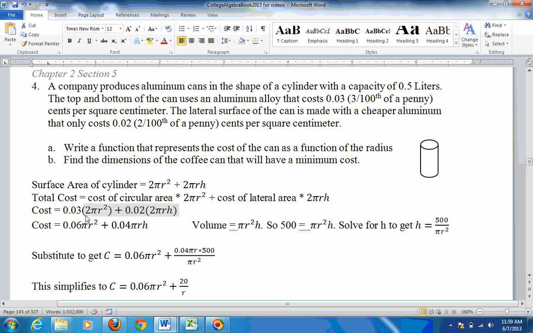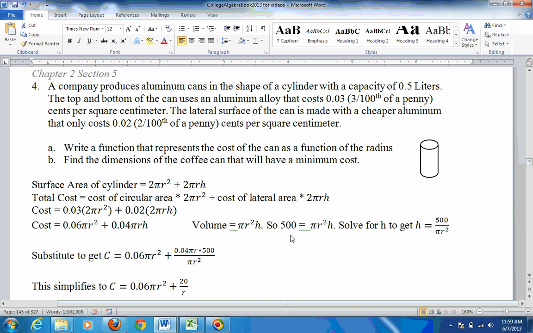So you take 0.03 times the 2 pi r squared, and the cost of the up and down section, the lateral area, is 0.02. So we take 0.02 times the 2 pi r h. Taking the 0.03 times the 2 pi r squared, you get 0.06 pi r squared, and taking the 0.02 times 2 pi r h, you get 0.04 pi r h.